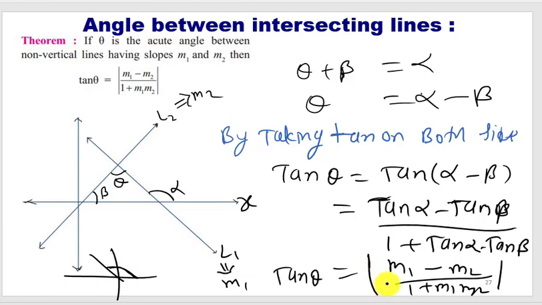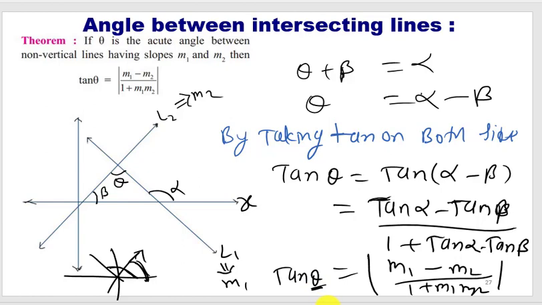If you take the positive value, we are taking the modulus of m1 minus m2 upon 1 plus m1 m2. That means this calculation will always be positive by using the modulus, and you will be able to find the acute angle by bringing the angle to the first quadrant. Right? So this was the formula: tan theta equals modulus of m1 minus m2 upon 1 plus m1 m2. Just find this, take tan inverse, you will get theta.